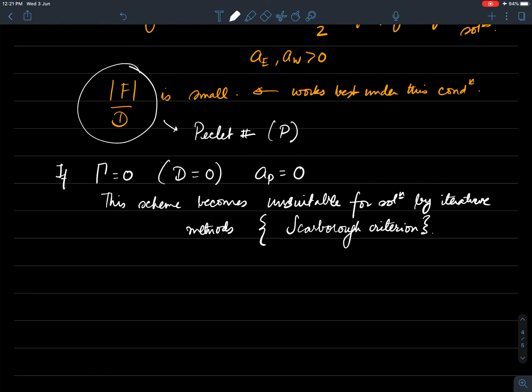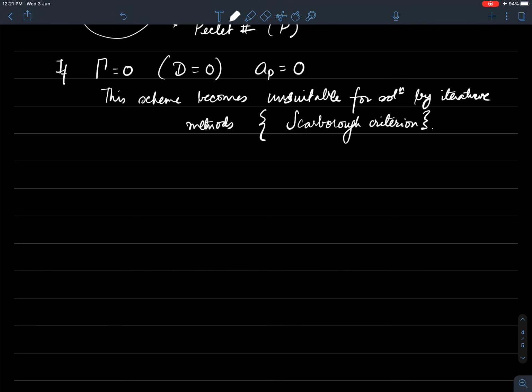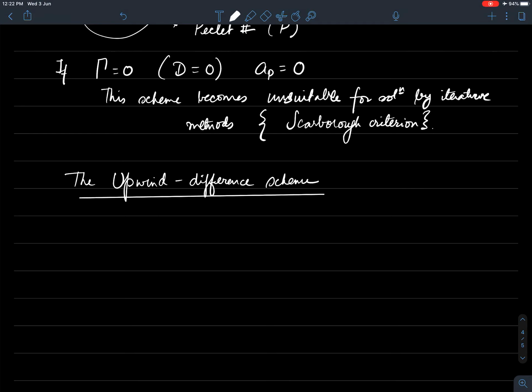Okay. So now we have lots of issues. One issue is that the Peclet number has to be small. The second issue is that this scheme doesn't work well when gamma is 0. Now, what is the remedy? The remedy is what I would pick up as the next scheme. We call this the upwind difference scheme.